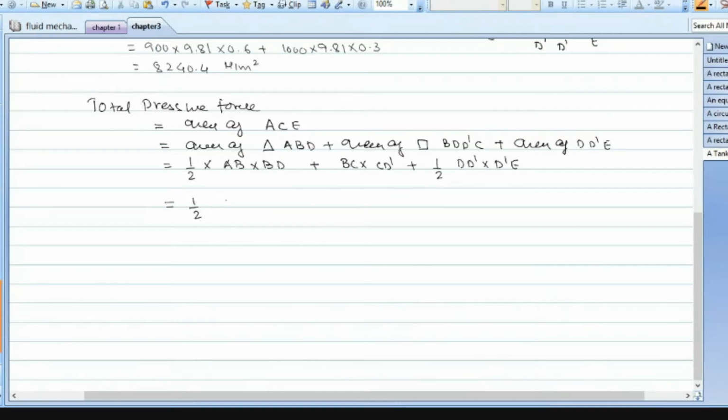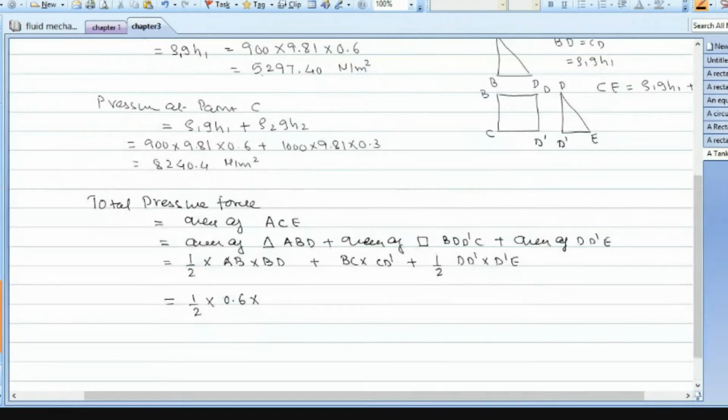Here the value of AB, that is the height H1, is 0.6, into BD, meaning rho 1 g1 h1, that is 5297.40. So we put down 5297.40 plus BC. BC has the value 0.3, that is H2, into CD, which again has the same value, 5297.40, plus 1 by 2 into DD'. So the height is 0.3 into the width, that is the difference between these two.